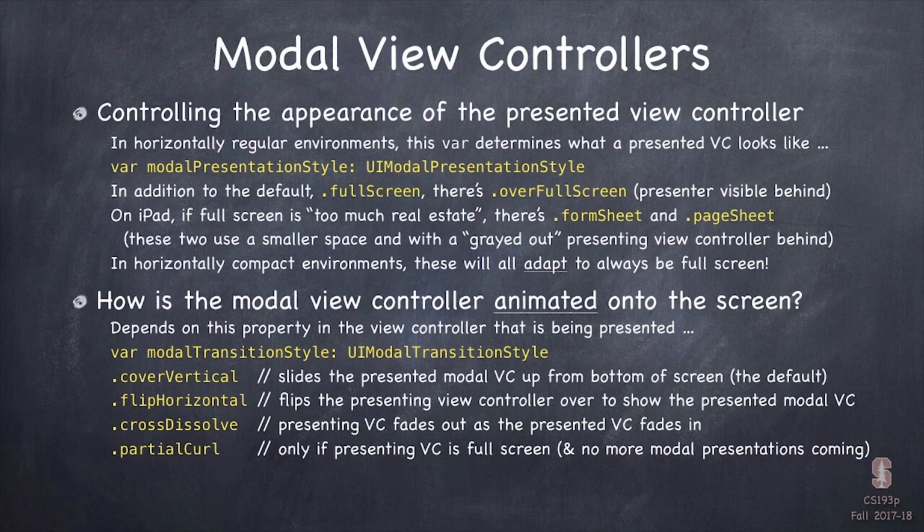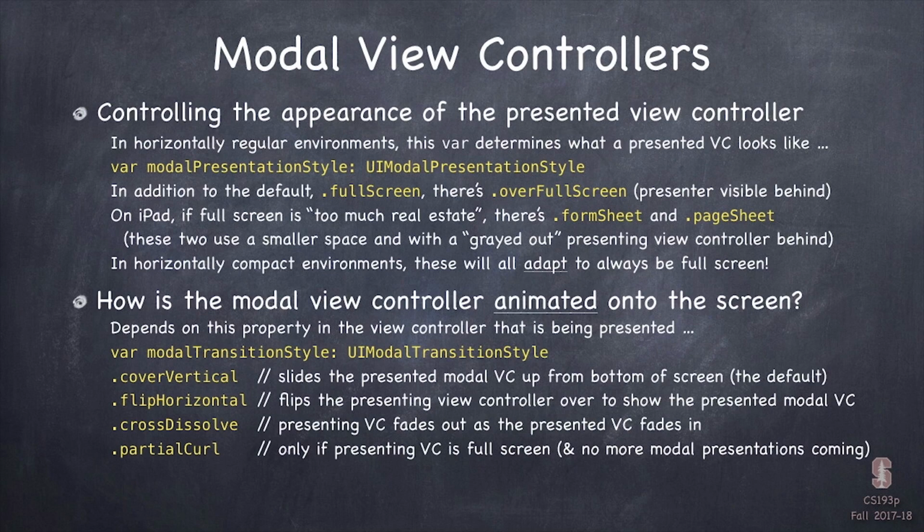Another one is cross dissolve. And finally, there's partial curl, which looks like a piece of paper flipping up off the bottom, which is kind of cool. That one only works with full screen modal. It doesn't work with the Page Sheet or Form Sheet. It doesn't make sense. You can't really fold it up from the bottom when you've got the excess area around the edges. So we don't really tend to use those other ones that much.